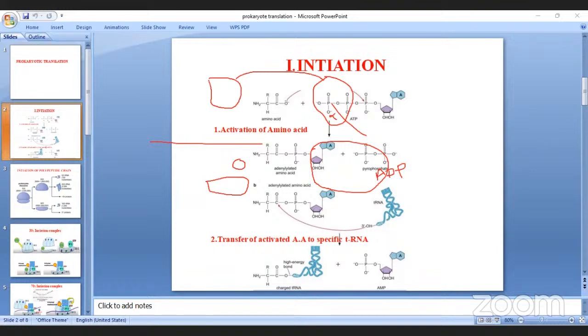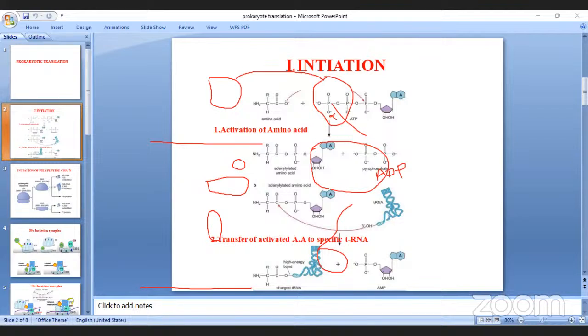Now the second step: the activated amino acid, A for abbreviated amino acid, goes to the specific tRNA. So this is tRNA. The tRNA has a hydroxyl group at the 3' end, the 3' OH group. Here the 3' OH group forms a bond with the carboxylic group of the amino acid. So here two bond formations: one is the phosphate bond with the carboxylic group, and the tRNA also forms a bond with the carboxylic group, an ester bond. Here at the 3' end of tRNA, a high energy ester bond is formed.